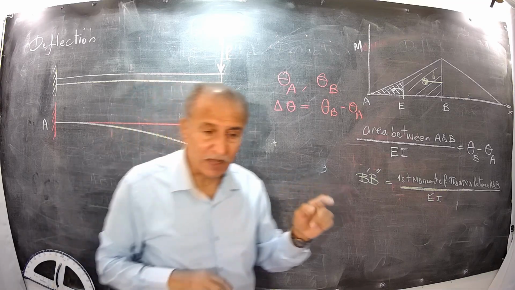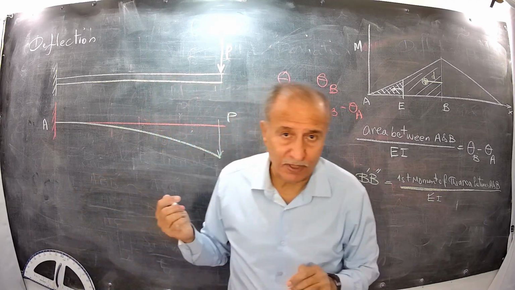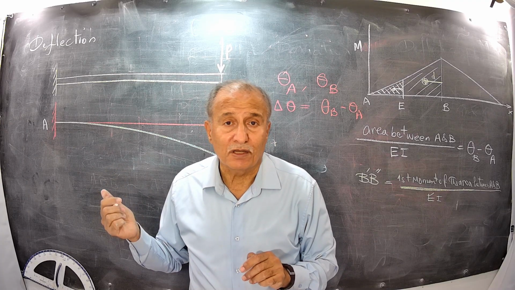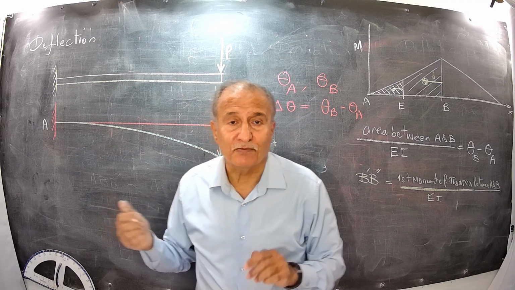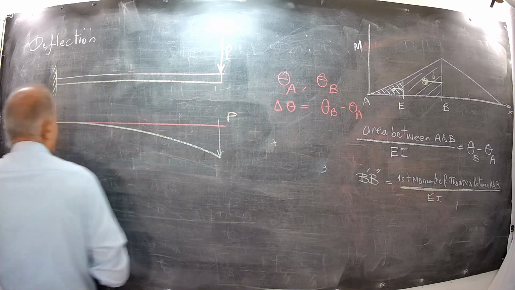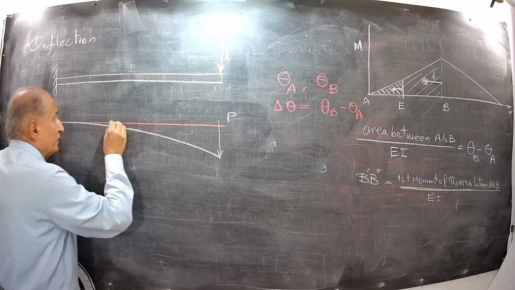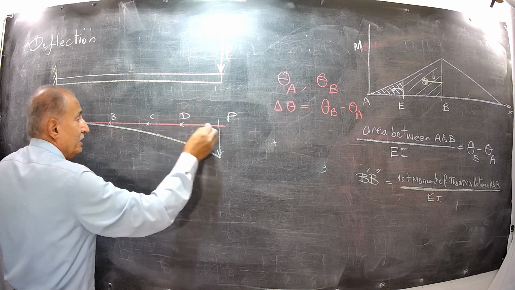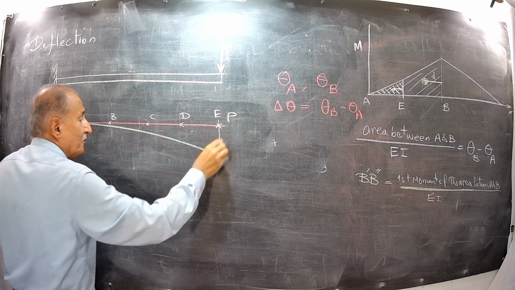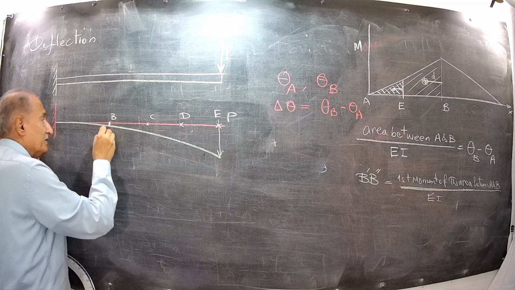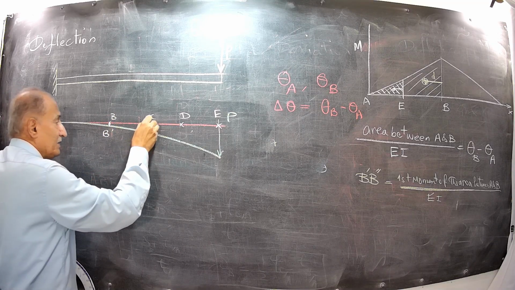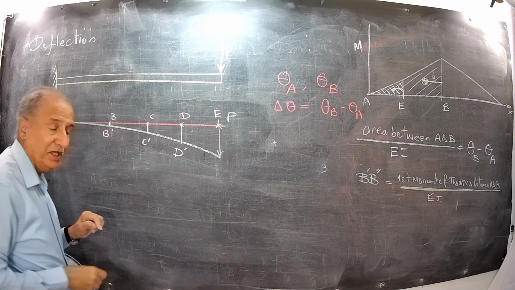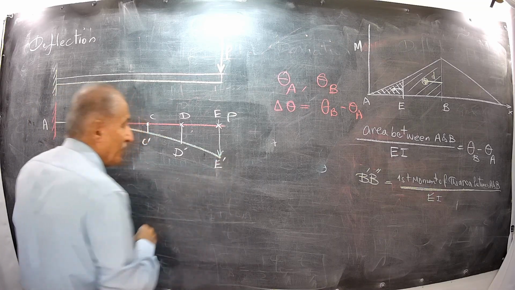Then the original shape of the cantilever beam and the tangent at the base to the deflected shape of the beam are the same. It makes the problem very easy. How? Any point that I have here, for example point B, point C, point D, point E, the end of the beam, then this is the deflection of B, BB prime. CC prime is deflection at C. DD prime is deflection at D. EE prime is deflection at E.